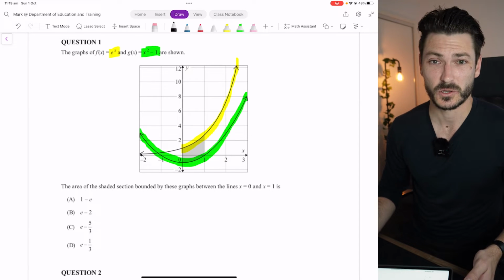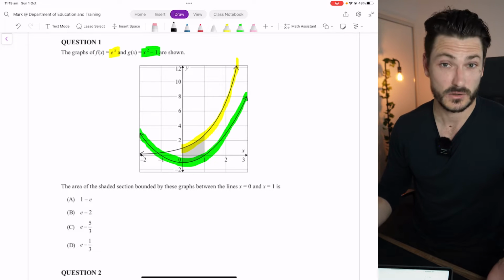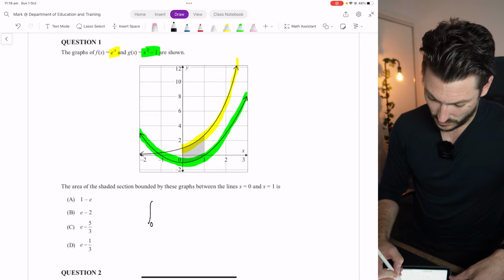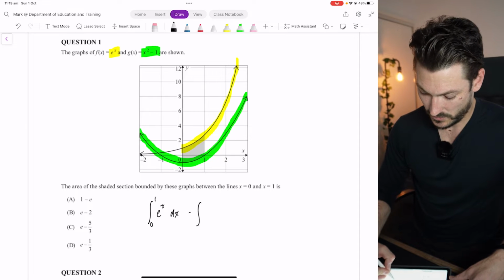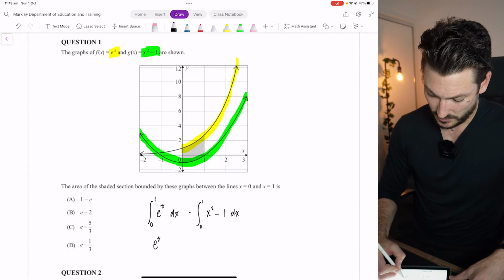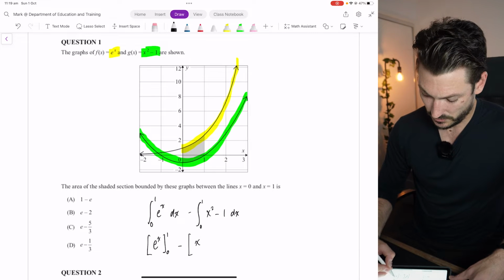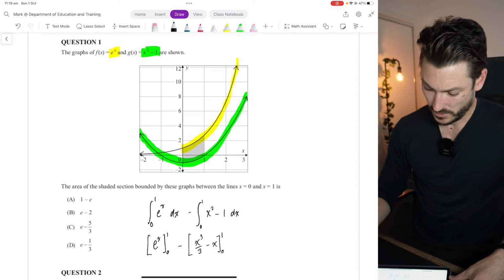So in terms of actually solving, you can go ahead and just do your integration, your mathematics. So we're going to have the integral between 0 and 1 of e to the x dx, and we're going to be subtracting from that the integral from 0 to 1 of x squared minus 1 dx. That's just going to be e to the x between 0 and 1, and we're going to subtract from that x cubed on 3 minus x between 0 and 1.